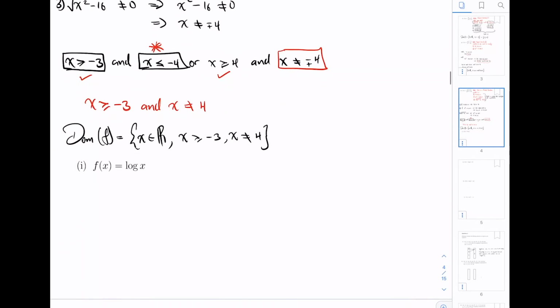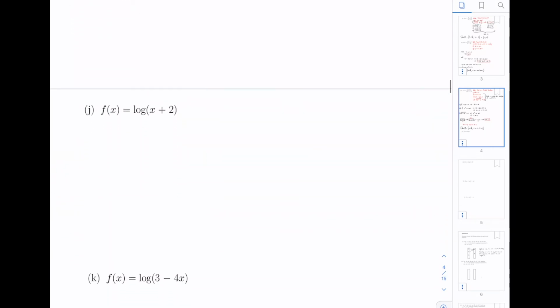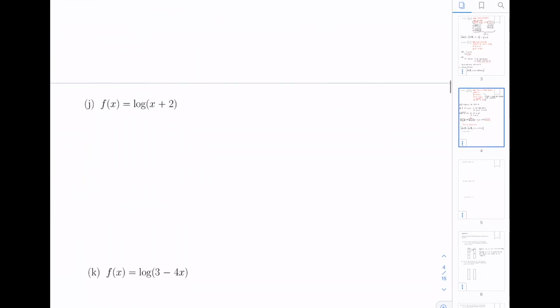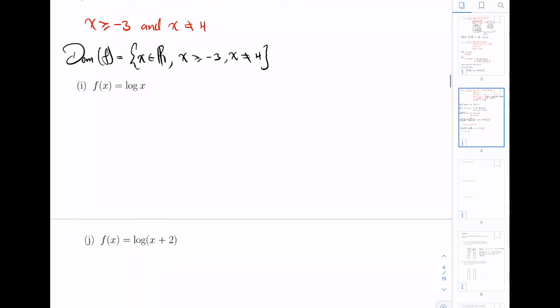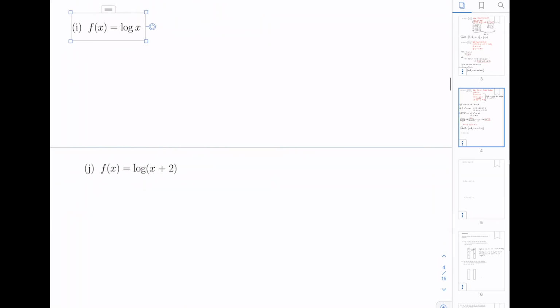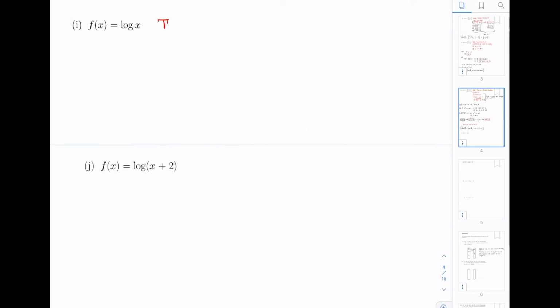Nice. We then move on to apply what we've been doing so far to a different type of function, right? And these functions are logarithmic functions. So our first function here that we're going to be looking at is f of x equals the log of x. So what type of function is this? This function is a log function.